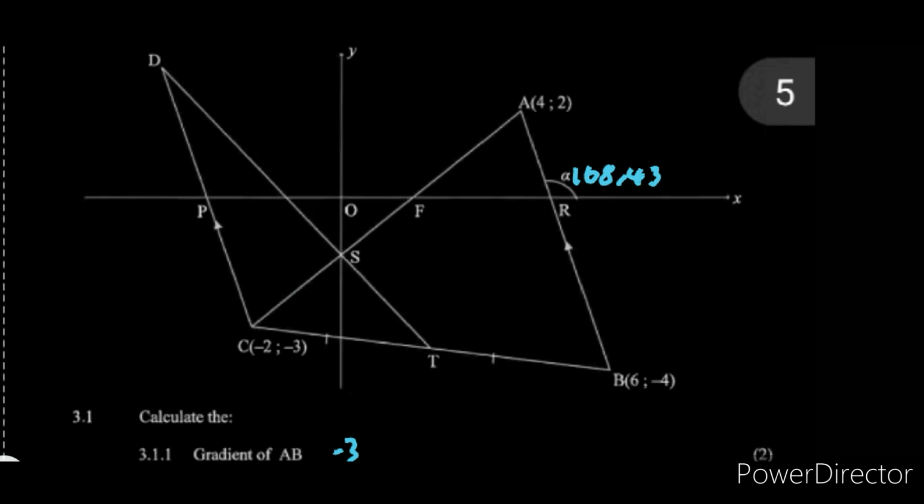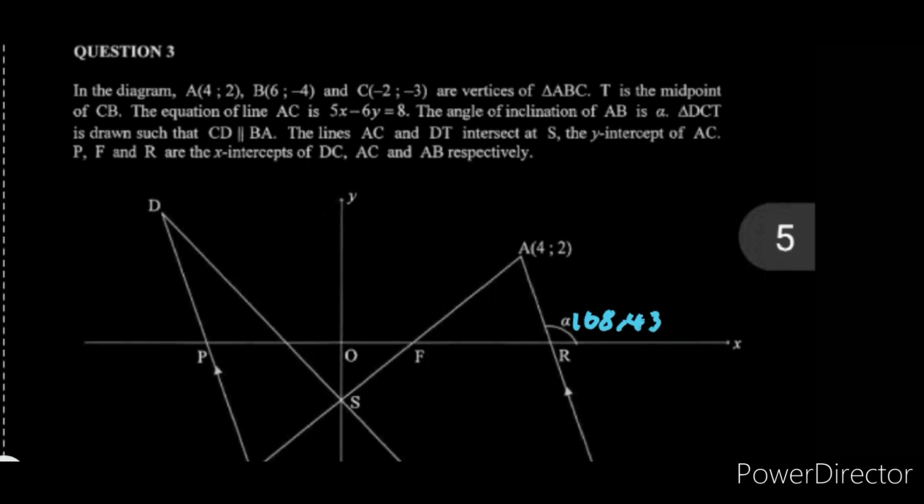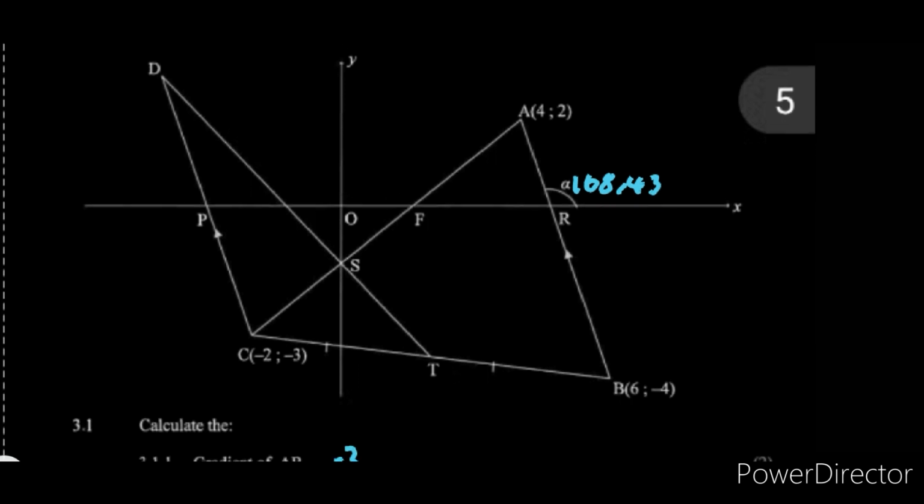They have already told us that it's the y-intercept. They said that the lines AC and DC intersect at S, the y-intercept of AC. But even without reading it, you can see that it's on the y-intercept. This also happens in functions. They can just say find, for instance, r, and you would notice that it is on the x-axis, so it's the x-intercept. So here's the y-intercept, so we already know that x is 0.